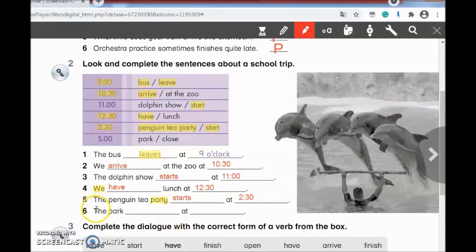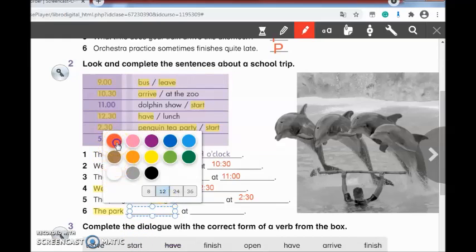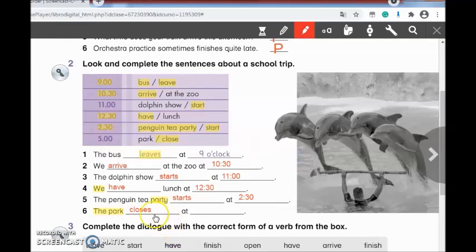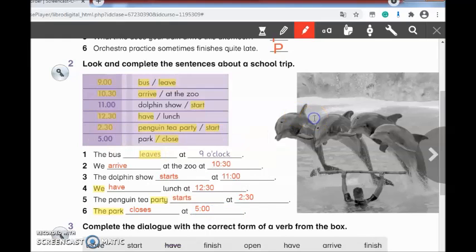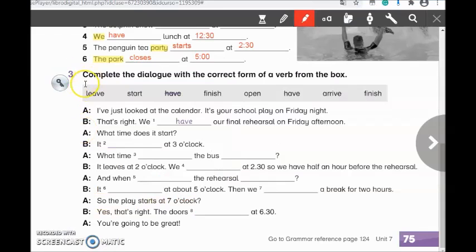Number 6. The park close. The verb close. Excellent, girls. Closes. Why do we put s to the verb? Because it is singular. The park closes at 5 o'clock. Let's put the time. Good job, girls. Now let's move to the last activity.